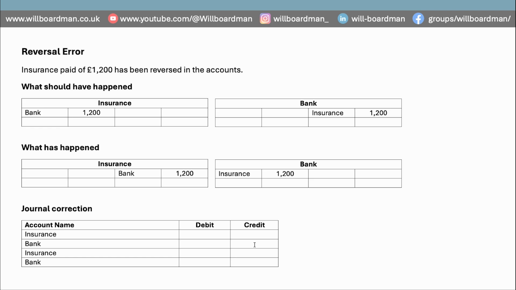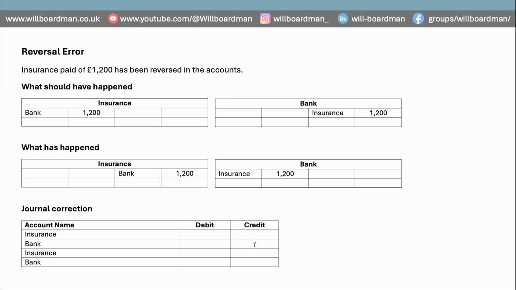Okay, so our example here is insurance paid of £1,200 has been reversed in the accounts. So we know that insurance is an expense and is paid out of the bank account. So we should have debited the insurance account and credited the bank. What we're saying is the entries have been reversed. So instead we have credited the insurance account and we have debited the bank account.